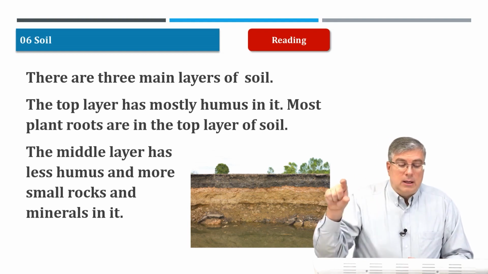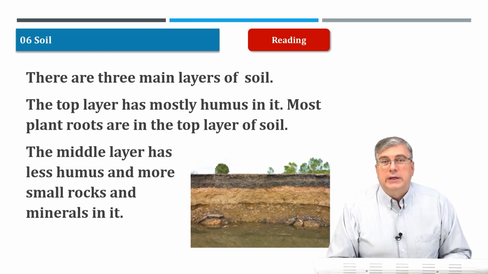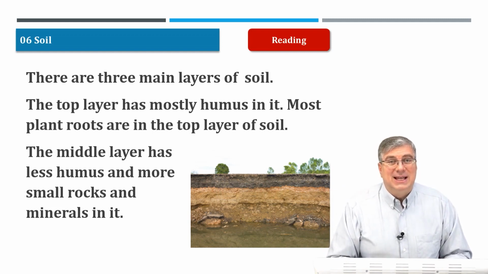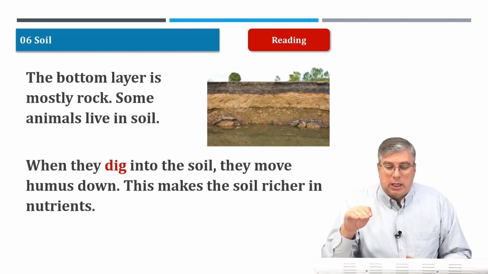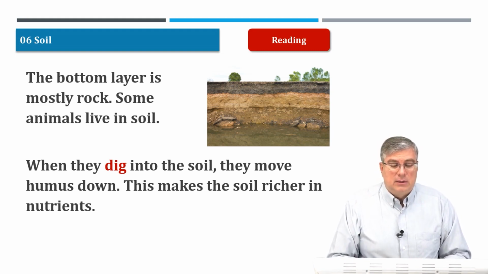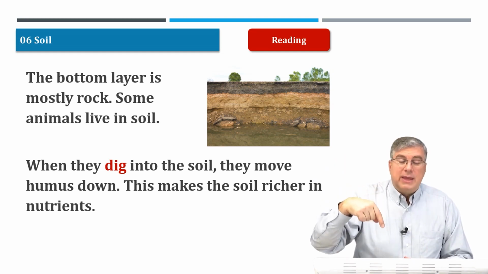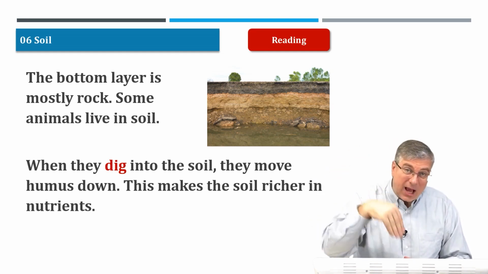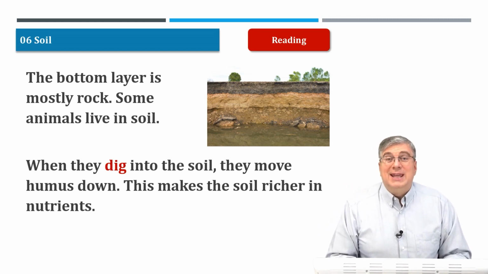The middle layer has less humus and more small rocks and minerals in it. The bottom layer is mostly rock. Some animals live in soil. When they dig into the soil, they move humus down. This makes the soil richer in nutrients.